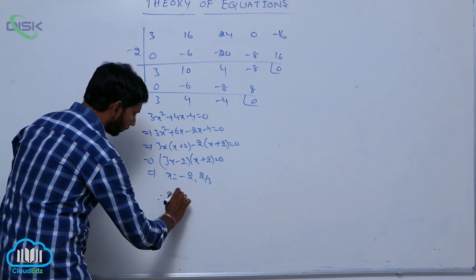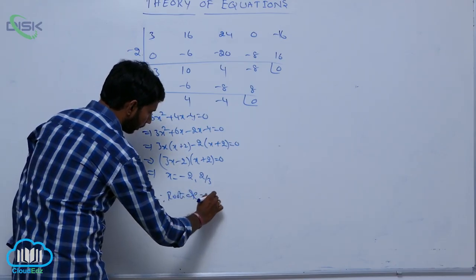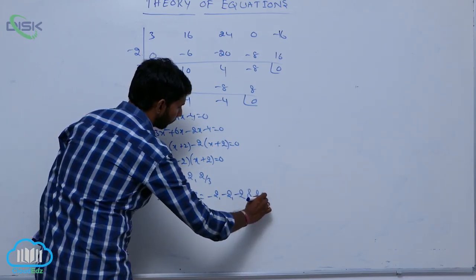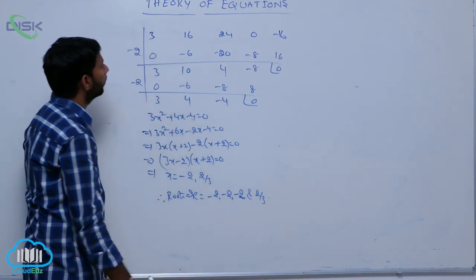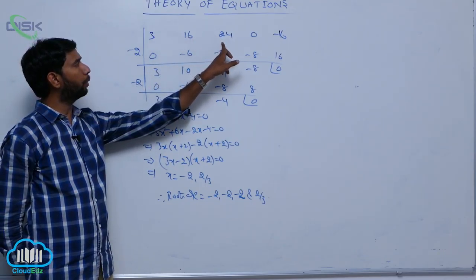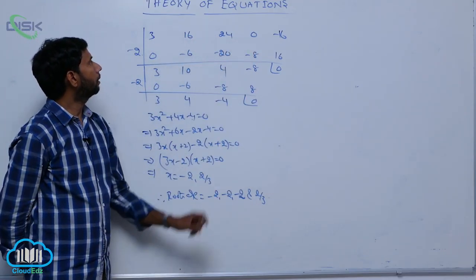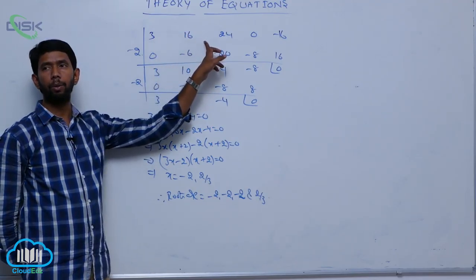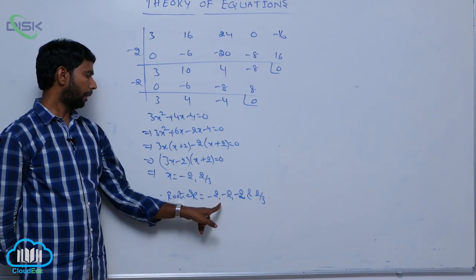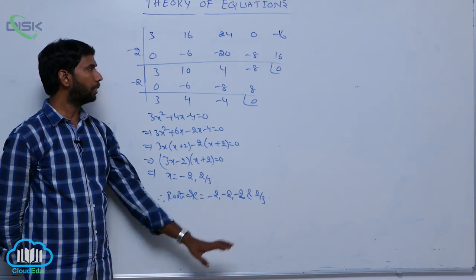Therefore, the roots are minus 2, minus 2, minus 2 and 2 by 3. The roots of equation 3x power 4 plus 16x cube plus 24x square minus 16 equals 0 are minus 2, minus 2, minus 2 and 2 by 3.